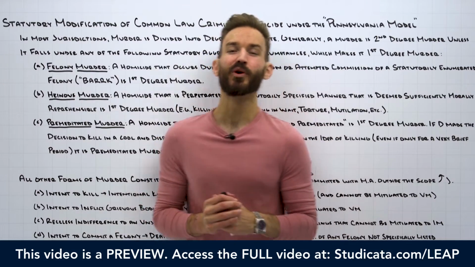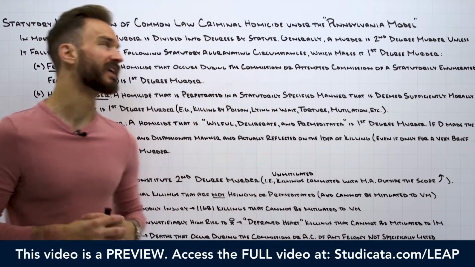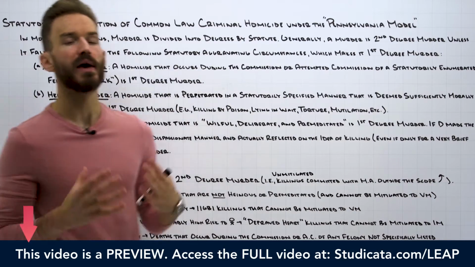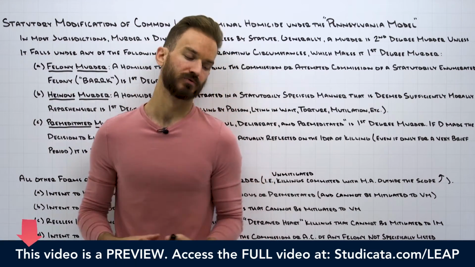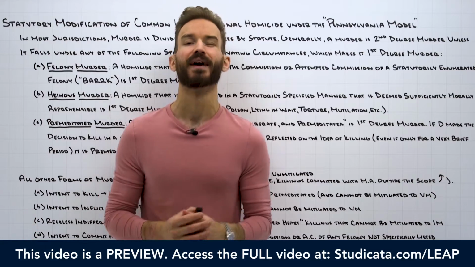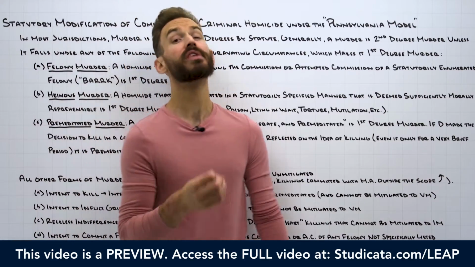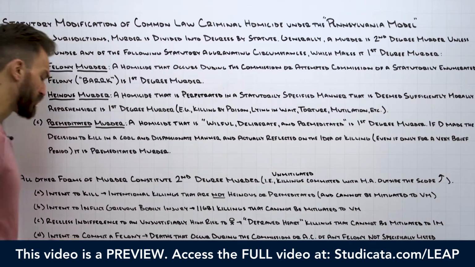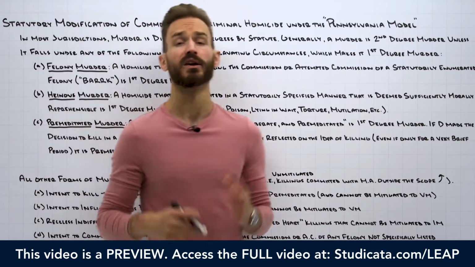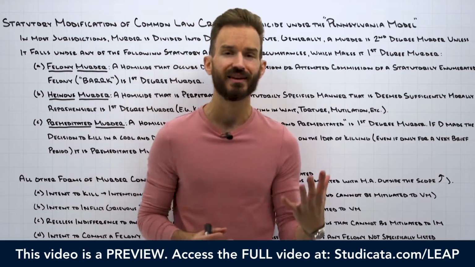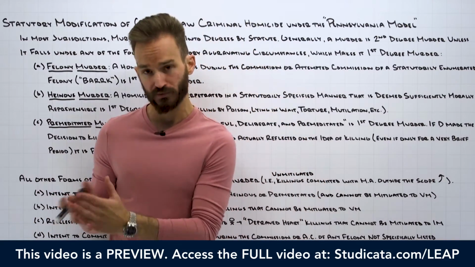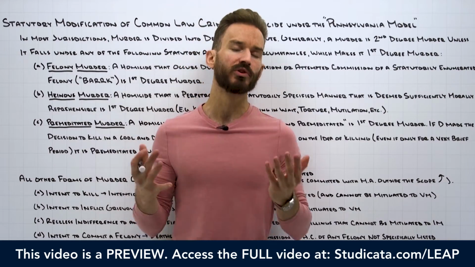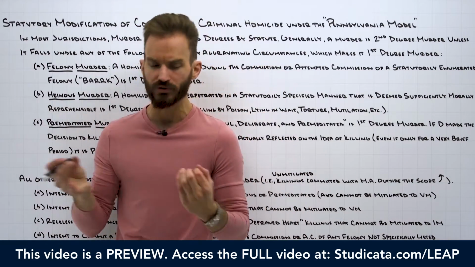In this lesson, we're going to go over statutory modification of common law criminal homicide under the Pennsylvania model. At this point, we've broken down step by step how the common law criminal homicide analysis works. Remember, step one, we have to look at causation. Was the defendant the actual and proximate cause of the victim's death? If so, then we're able to say, okay, the defendant killed the victim.